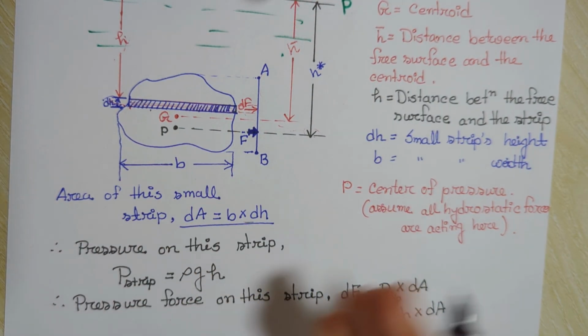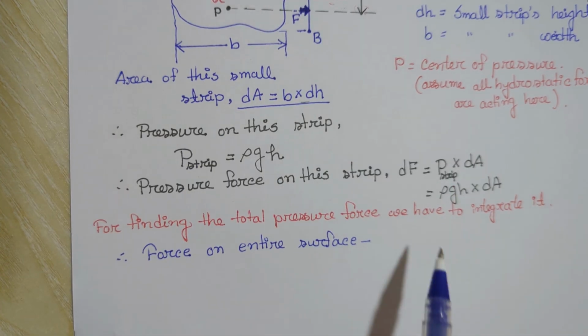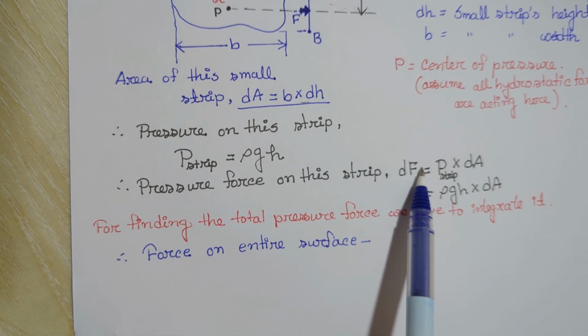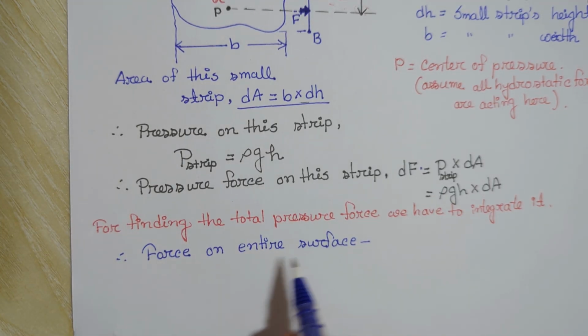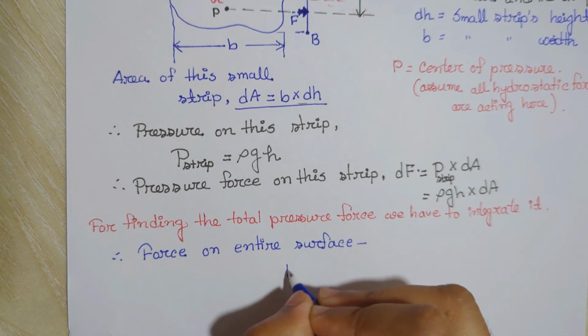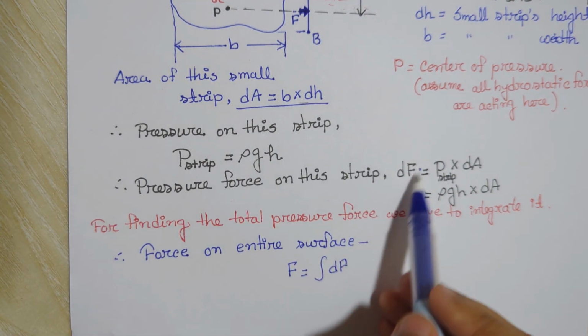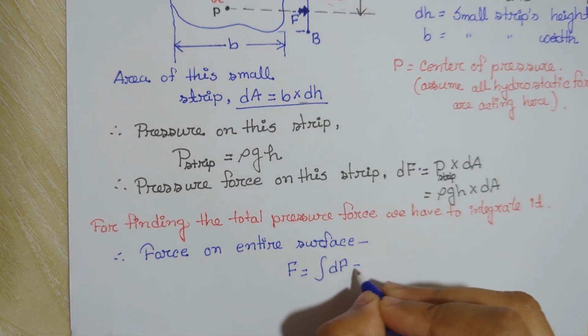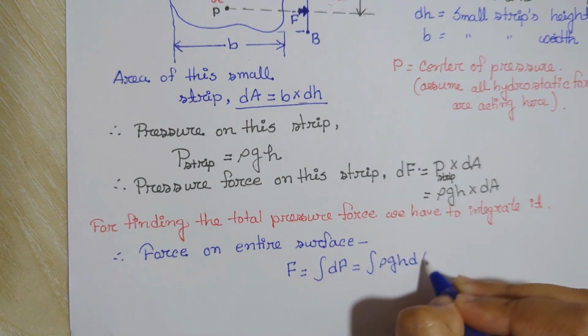Now we have to integrate to find out the total force on the entire surface. So now we will integrate this small pressure force to find the total pressure force. The force on the entire surface will be F equals the integral of dF. Now we will integrate this small force. It equals the integration of rho g h dA.